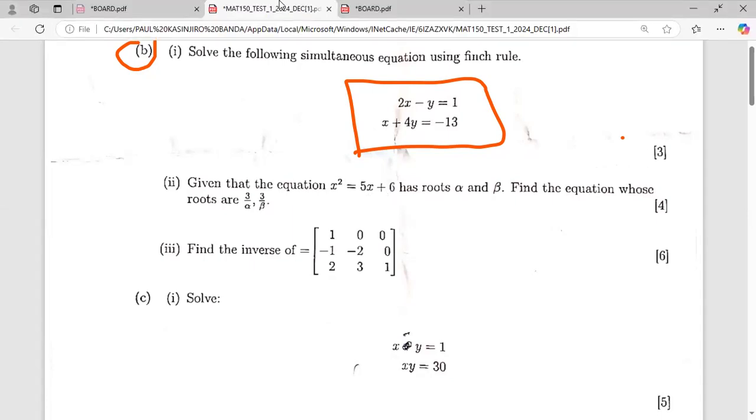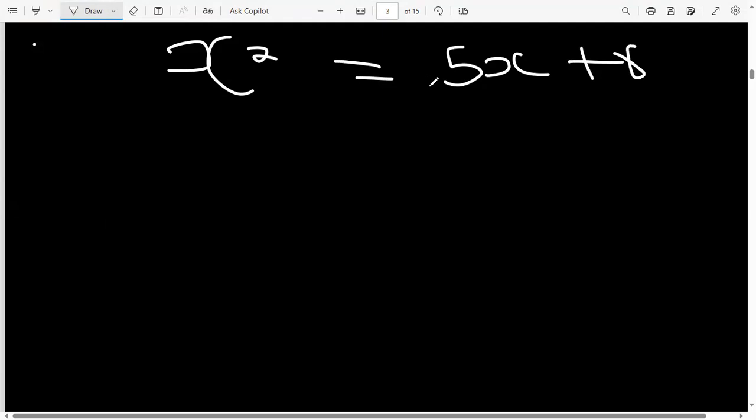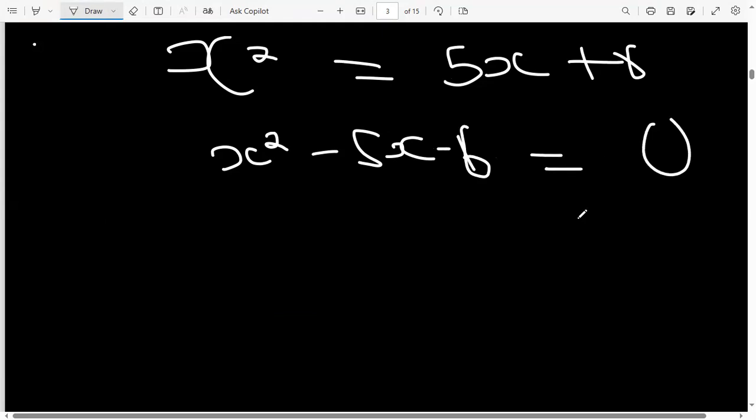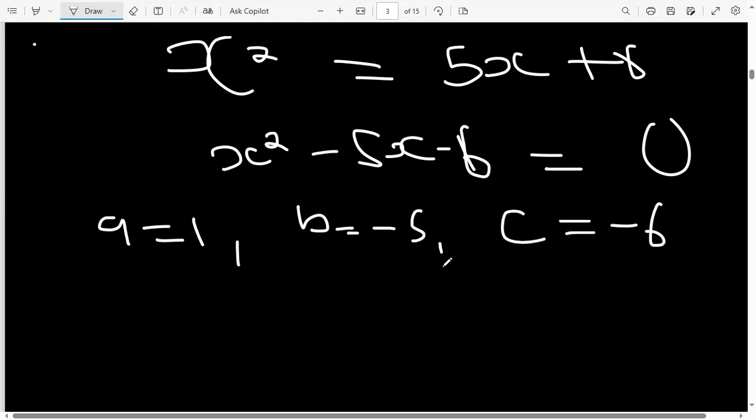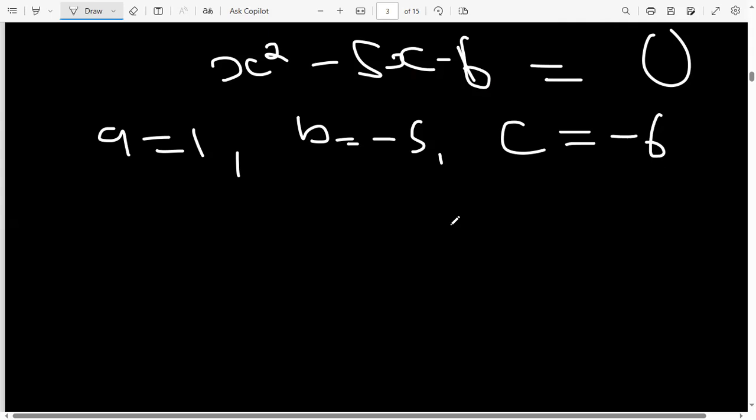Right, so let's do this. So we have this equation here, x squared is equal to 5x plus 6. So bring everything to the left-hand side. So we're going to have x squared minus 5x minus 6 equals 0. Then from this equation, we can get our A, which will just be 1, the coefficient of x squared. Our B will be minus 5, the coefficient of x. And then C will just be the constant, which is minus 6. So this is what we get from this equation.